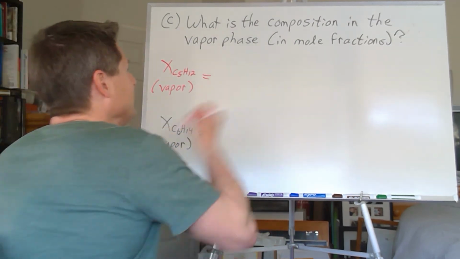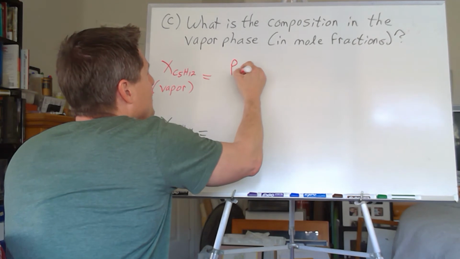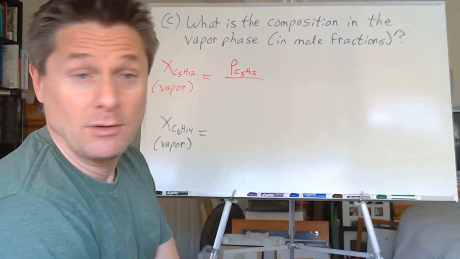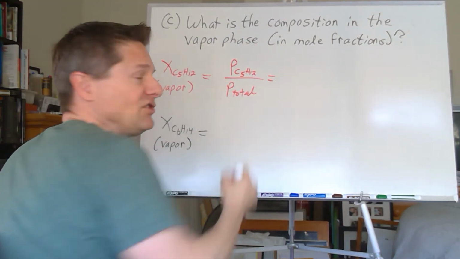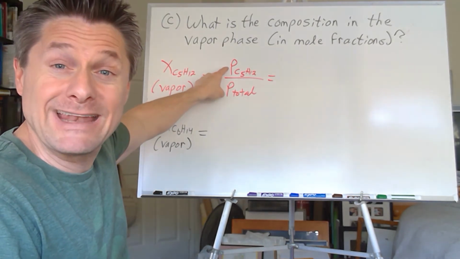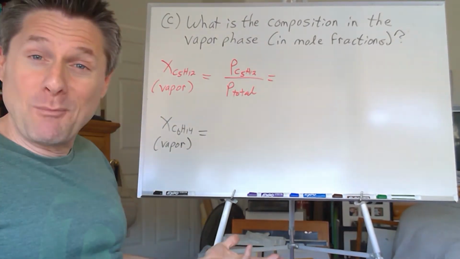Yay! So we can use this and just say, well, the mole fraction of pentane will be the partial pressure of pentane in the vapor divided by the total pressure, which we did, right? We got the vapor pressure of pentane in part 1. We got the total pressure in part 2. Just divide those. It's the same as the mole fraction.